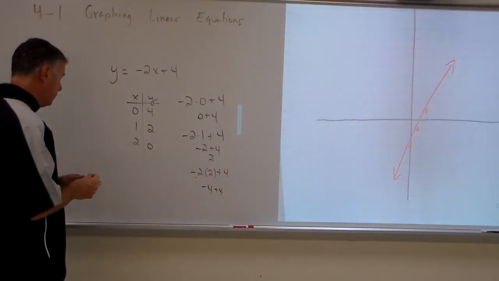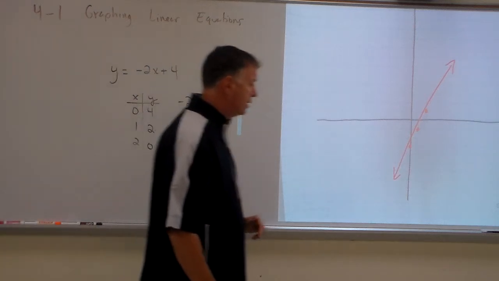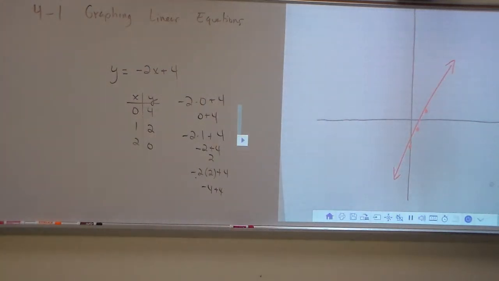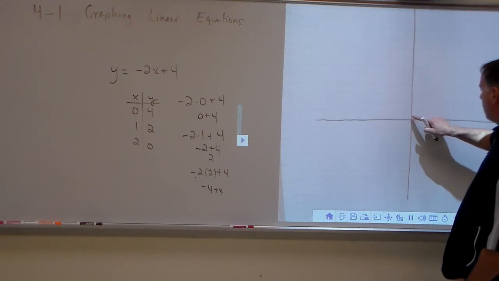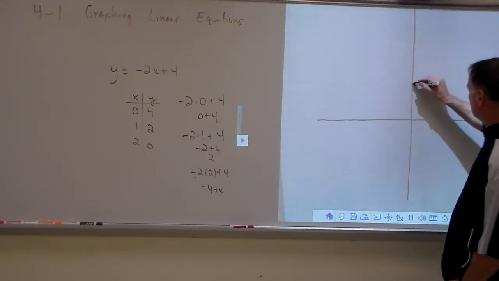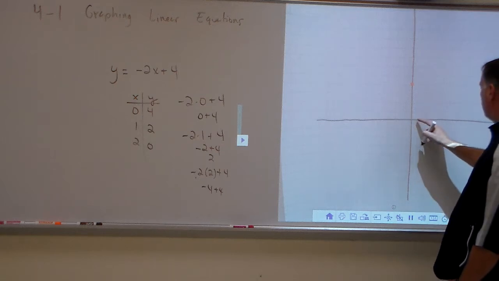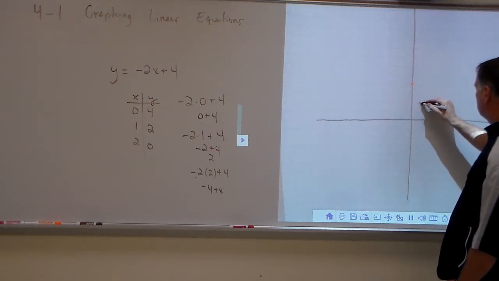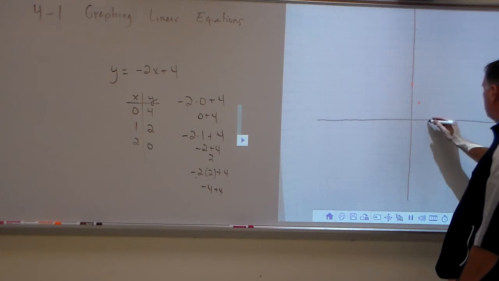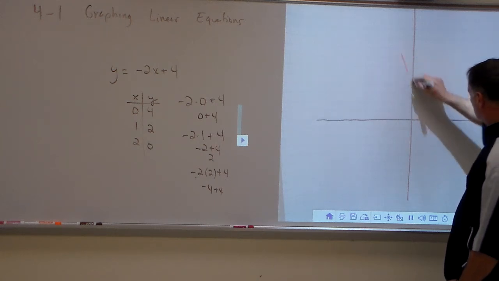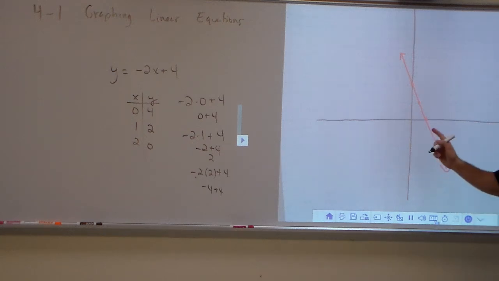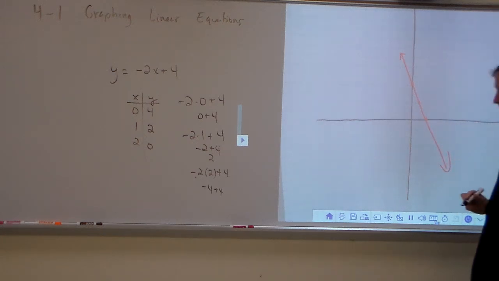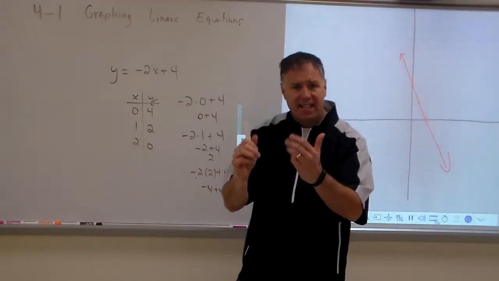So I have my points. I go to my graph. 0, 4. That means I go left or right 0, just go up 4. 1, 2, 3, 4. And then I go over 1, up 2. And then I go over 2, up 0. And I draw my line. That line hits some points right there. That's a pretty good line. Okay? So, hopefully you guys had something like that.